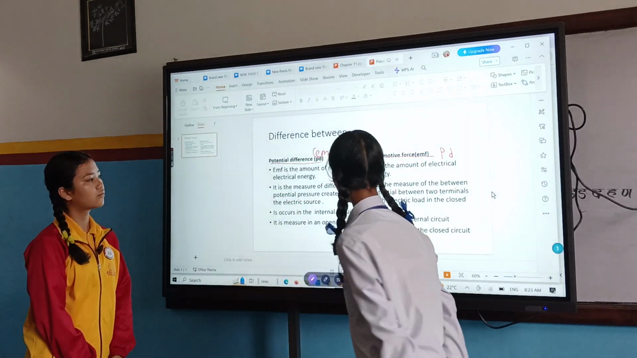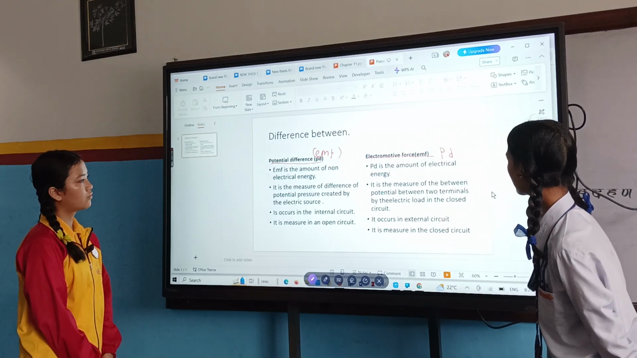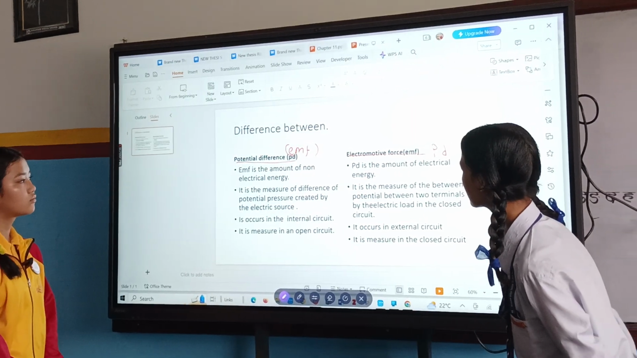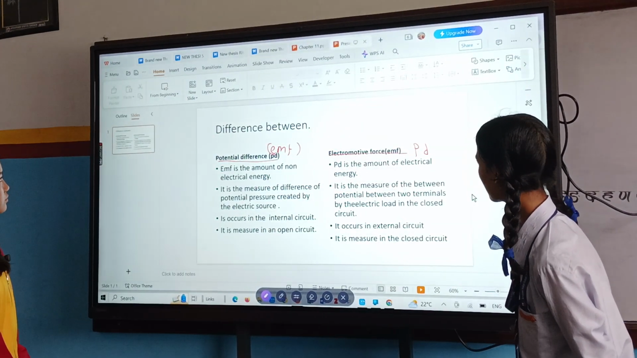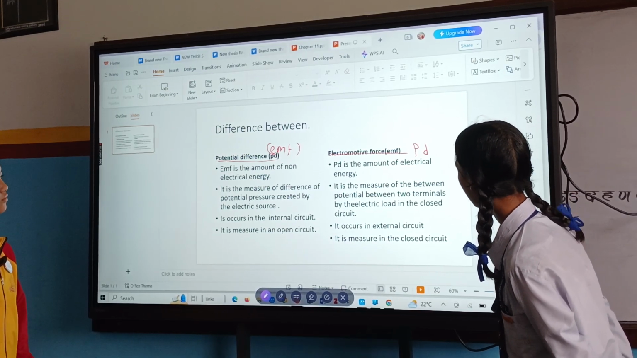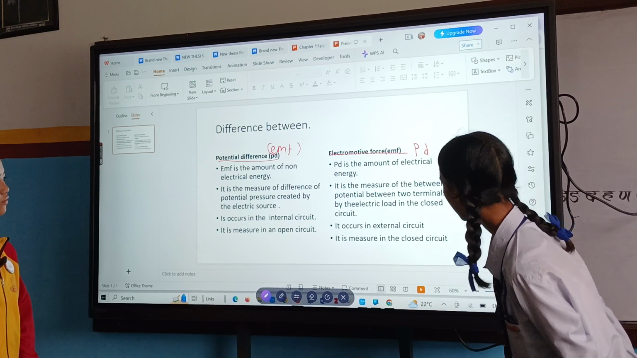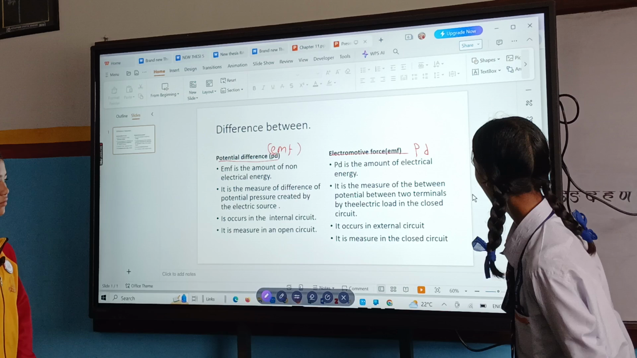EMF is the amount of non-electric energy and PD is the amount of electric energy. EMF is the measure of difference of potential pressure created by the electric source. PD is the measure of the potential difference between two terminals by the load in the closed circuit.